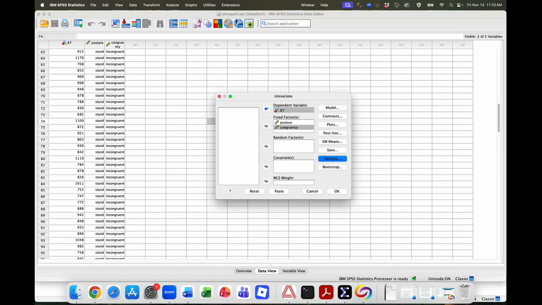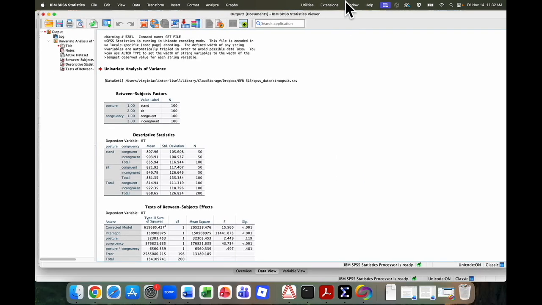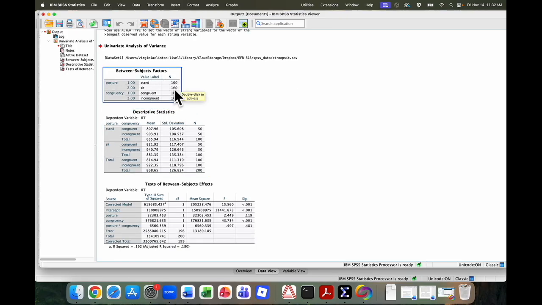with your data. And if you click OK, then in your output, you see the number of participants in each of our 4 conditions. So we have standing, sitting, congruent, and incongruent, and there were 100 in each of those. This meant that when you combine them, there were 50 in each cell.